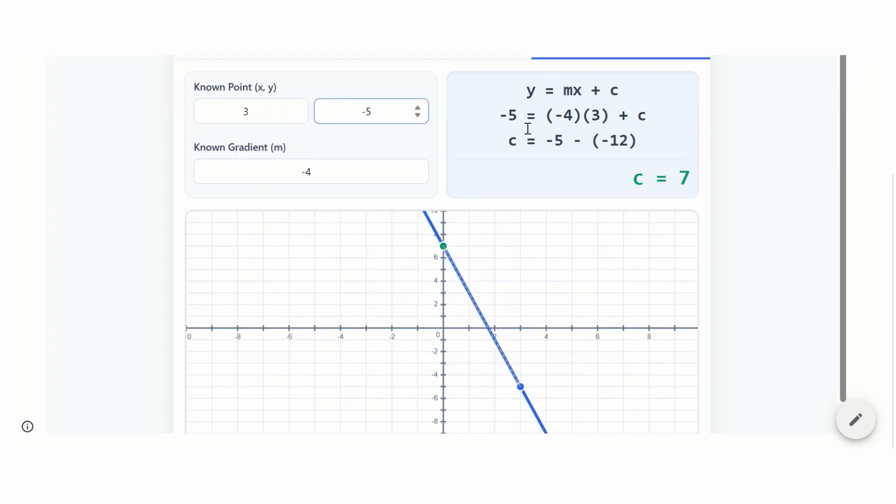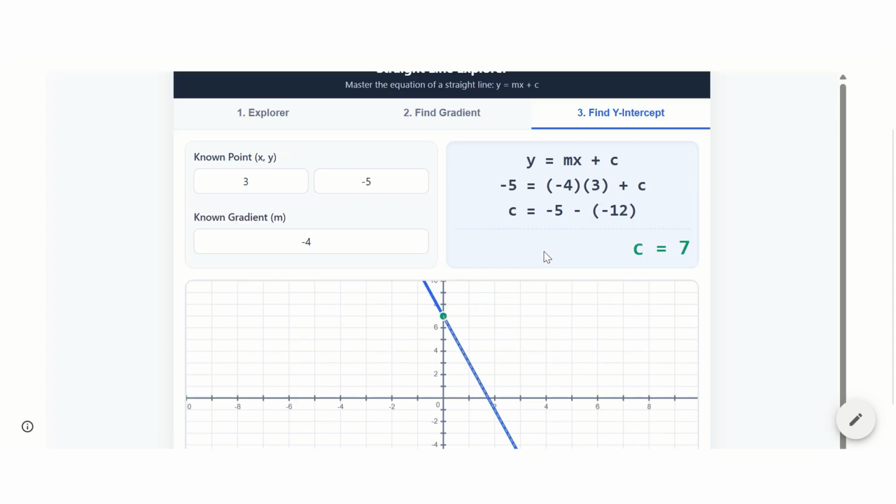So I'm going to substitute your y coordinate to be -5. This is your y coordinate value, right? -5. Gradient is -4. X coordinate is 3. So you have -5 equals to -12 plus c. So c will be, add 12 to both sides, so it's -5 plus 12. So c is 7. Graphically, it shows that c equals to 7.